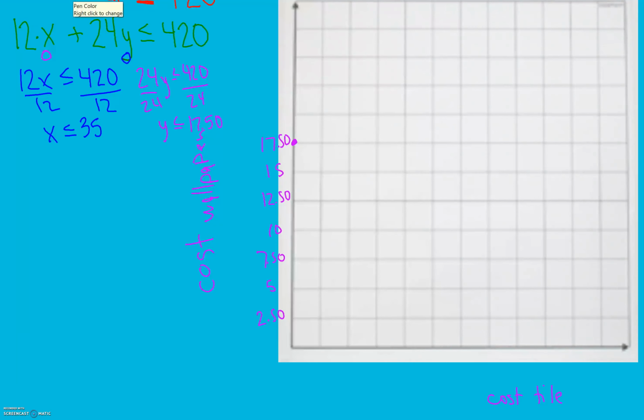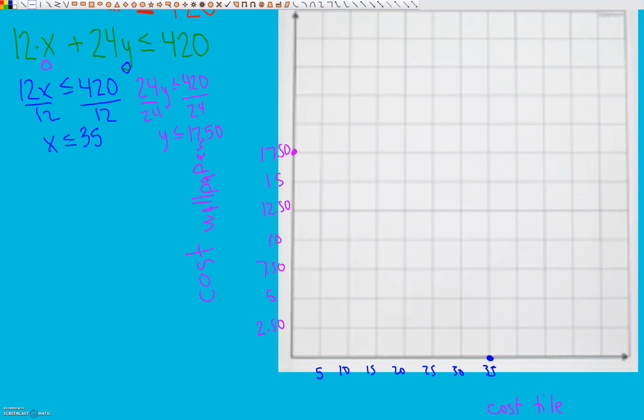For my cost for tile, my x, I need to go to 35, and I only have 12 spots here, so I can't go by 3s. I could go by 4s, but that's not going to get me to 35, so I'm going to go by 5 so that I have an exact amount for 35. And that's my intercept. Now we can go ahead and connect these. Because it could be exactly 420, we can connect these here with a line.